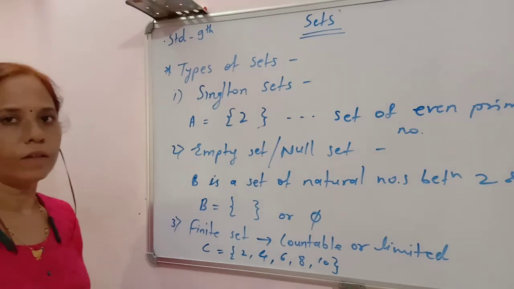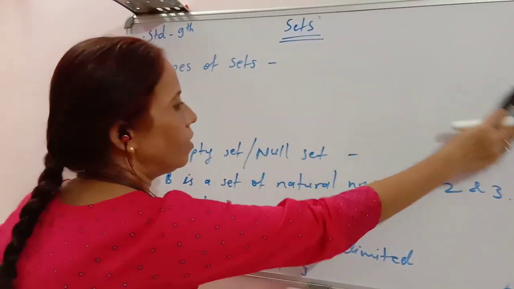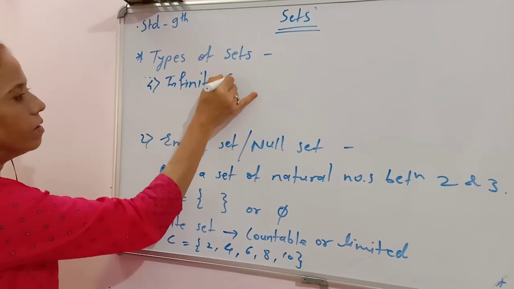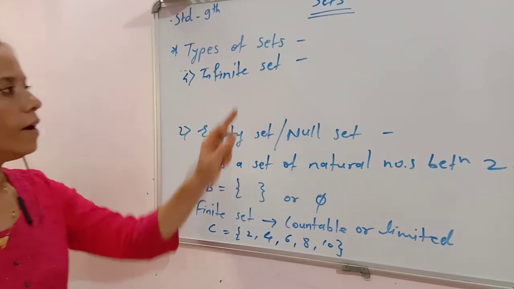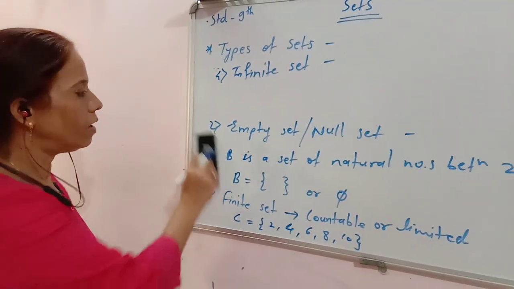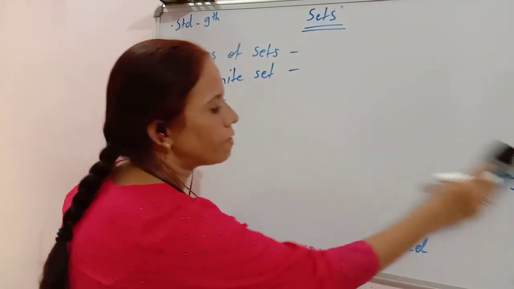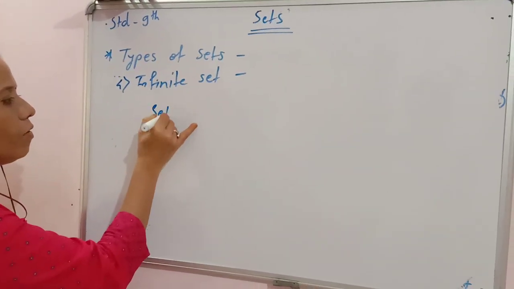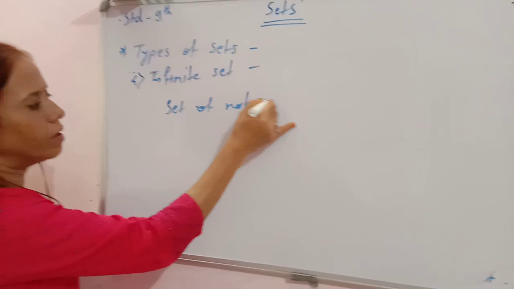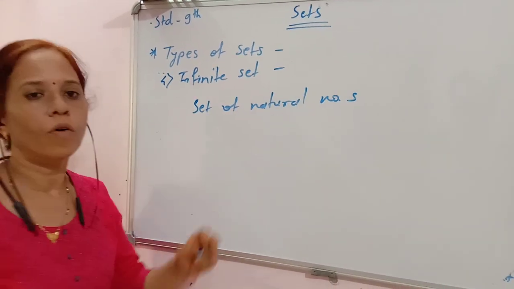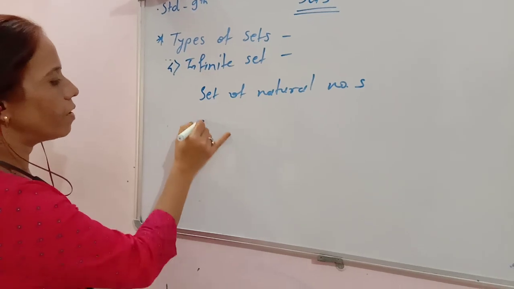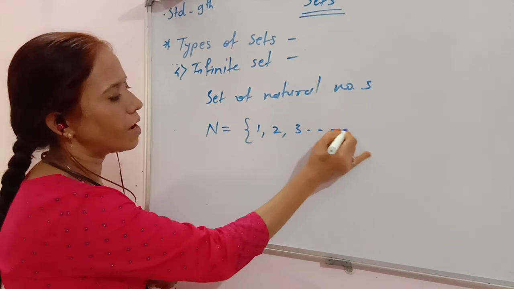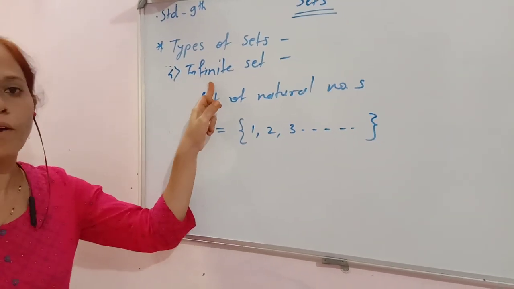And the fourth type is the infinite set. Infinite means, if a set contains uncountable or unlimited elements, then that set is known as an infinite set. There are many examples, for example the set of natural numbers, the set of whole numbers, the set of rational numbers. If N is the set of natural numbers, then the numbers are 1, 2, 3, and so on. So it is an infinite set.